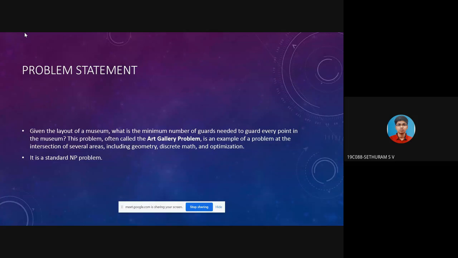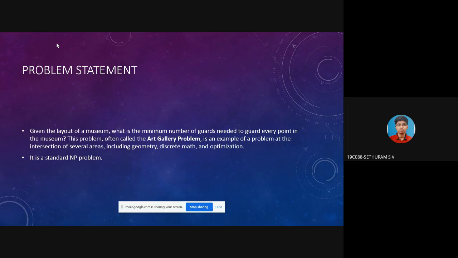Given a layout of a museum or an art exhibition, whatever you want to call it, an enclosed polygon, which is more important than the actual idea of what it is, a museum or art exhibition. What's the minimum number of guards needed to guard every point in the museum such that it's safe? This problem is often called the art gallery problem.